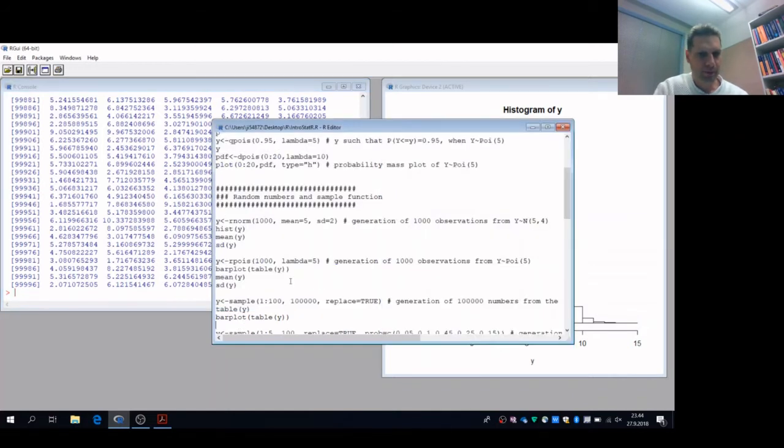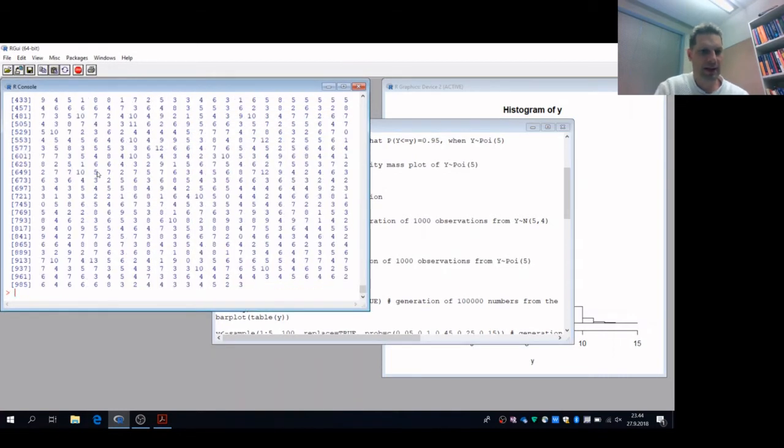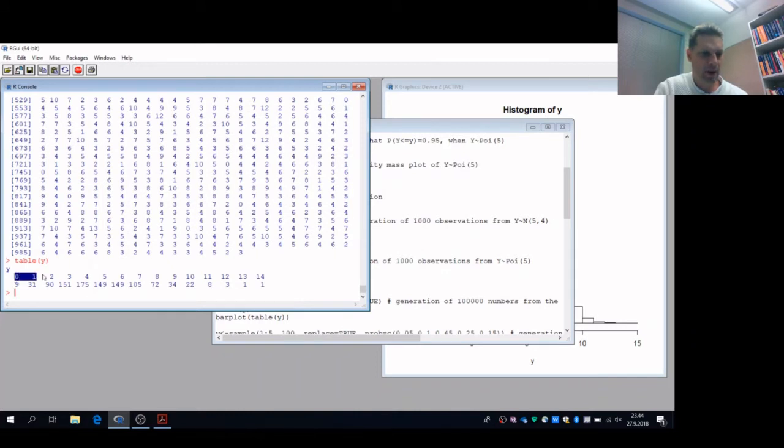So that's it. And the same thing applies to the Poisson distribution. But now you have to understand, if you run the Poisson distribution with lambda 5, the values are like this, so they are integers. Possible values are 0, 1, 2, 3, 4, and so on. And if we use table of y, then we can see which values have occurred in our vector y and what are the frequencies, how many times these values have occurred.